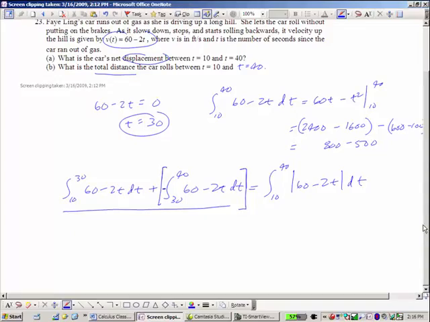So if it rolls forward 400 and then backward 100, that means its displacement from where it started is 300, but its total distance should be 500. Right? The 400 plus the 100, not plus negative 100. That's the conversation Asa and I were just having.